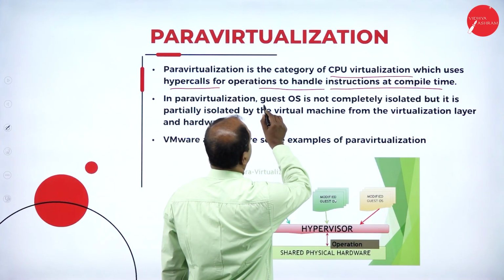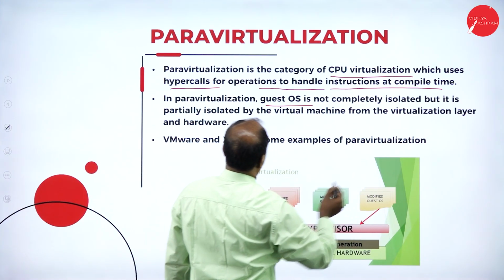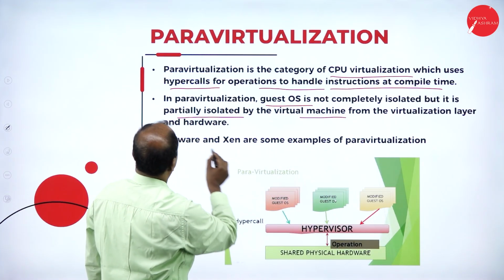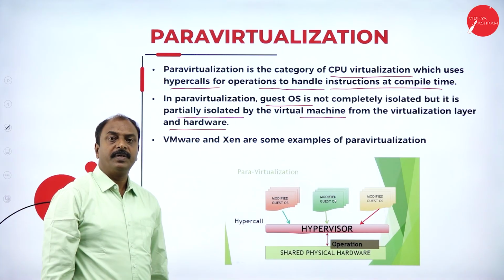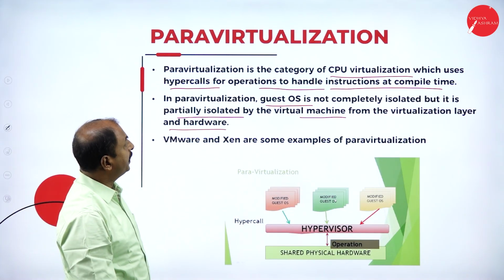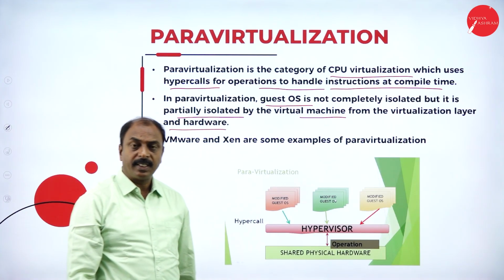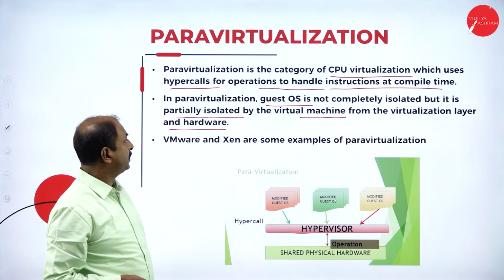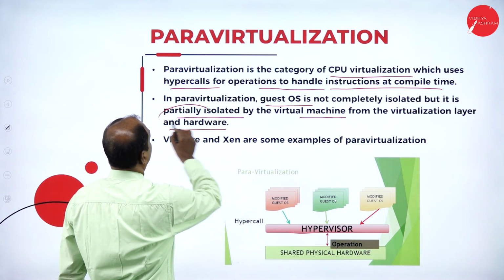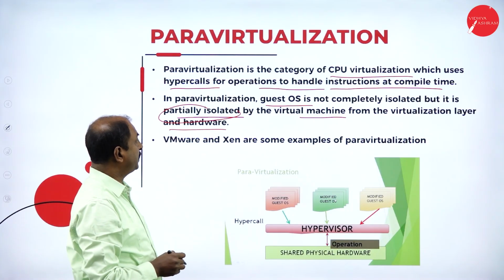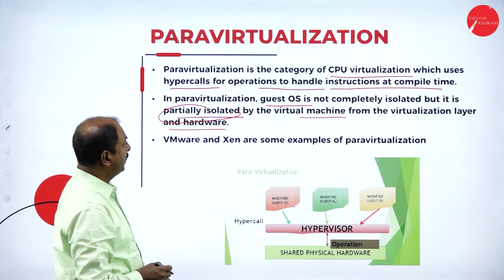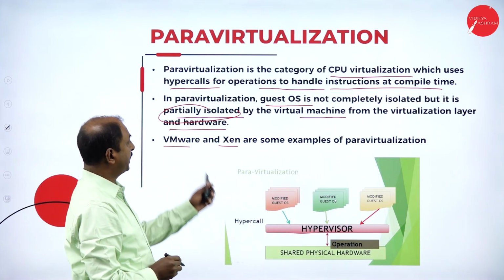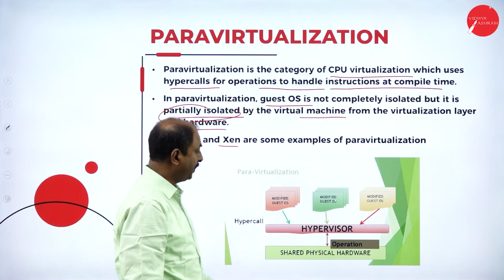Here the guest operating system is not completely isolated, but is partially isolated by the virtual machines from the virtualization layer and hardware. If you look at the previous type, full virtualization completely isolates the physical layer or physical server from the virtual environment. But in para virtualization, the virtual machines are only partially isolated from the environment. VMware and Xen are some examples of para virtualization. These are examples of virtual machines. And here is the diagram.